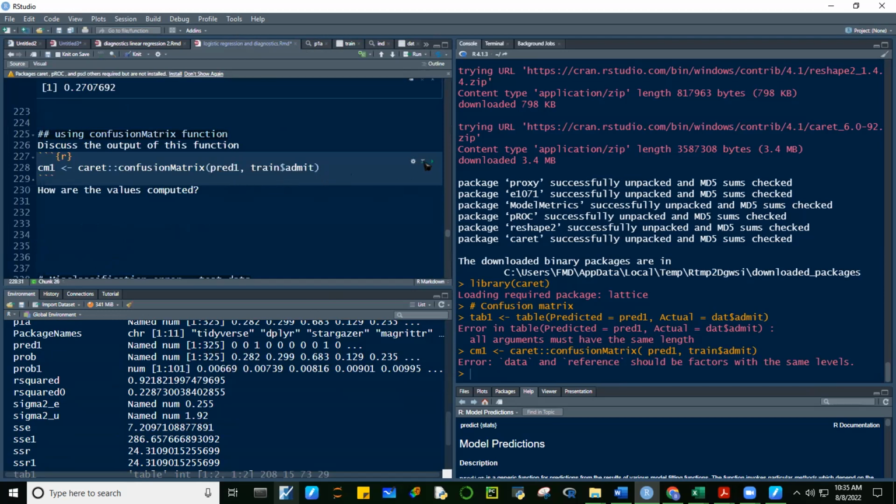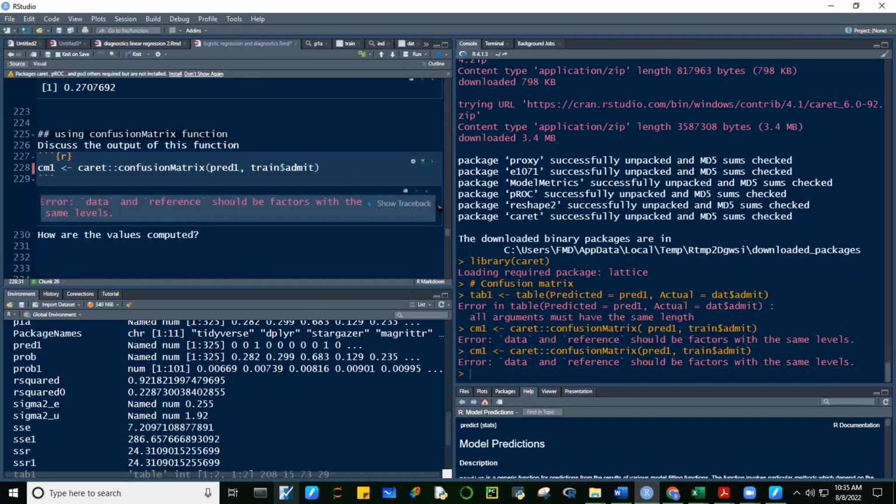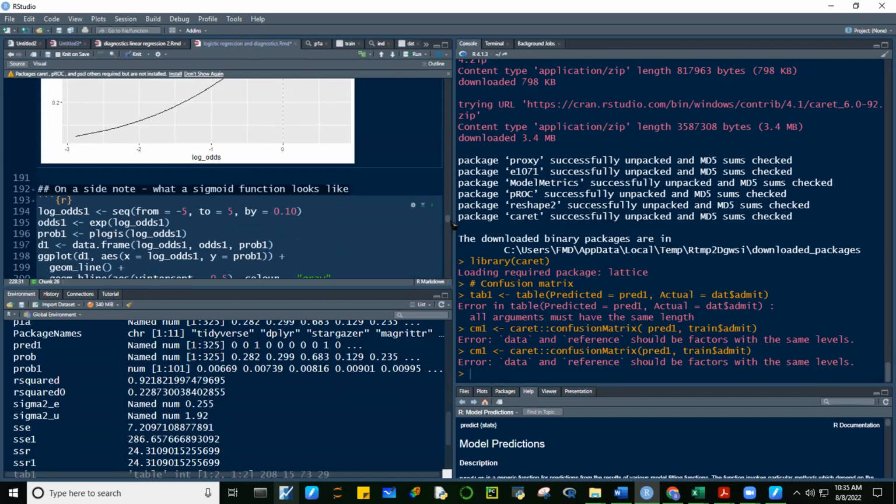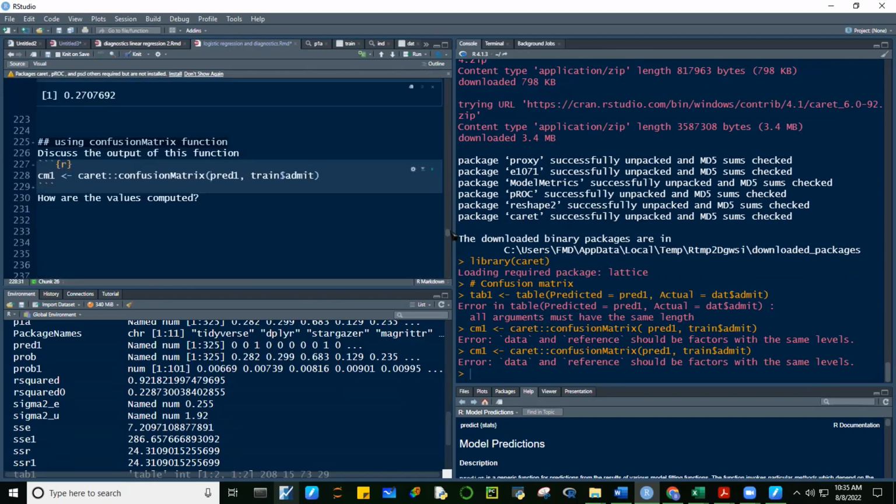What happened? Okay, sige. Sir, baka missing po yung actual. Sorry? Equals... May missing po sa pred1, actual equals train admit. Sorry? Nasa chat po, sir. Nasa chat. Okay, sandali.